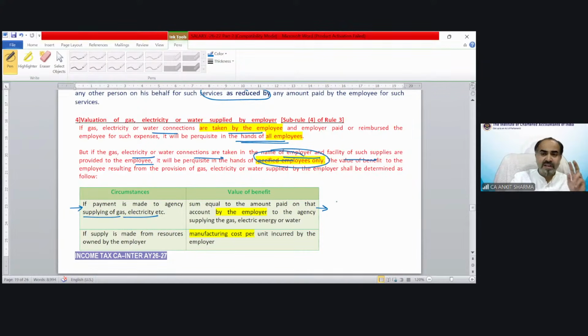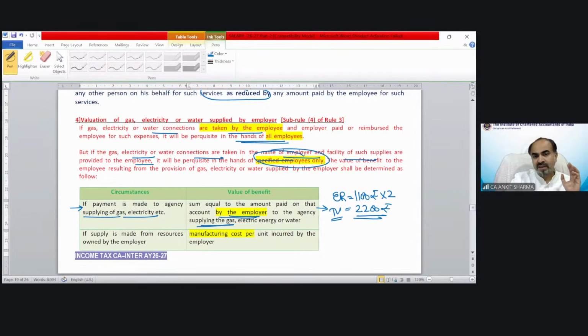So if 2 free cylinders are being provided to you, then whatever is the market value at which the cylinder has been purchased by the employer. Suppose the employer has purchased a cylinder for 1100 rupees. So for 2 cylinders, they have paid 2200 rupees. So that is going to be the taxable value in your hands. If that facility has been purchased from outside, whatever amount the employer paid to the agency is going to be the taxable value.